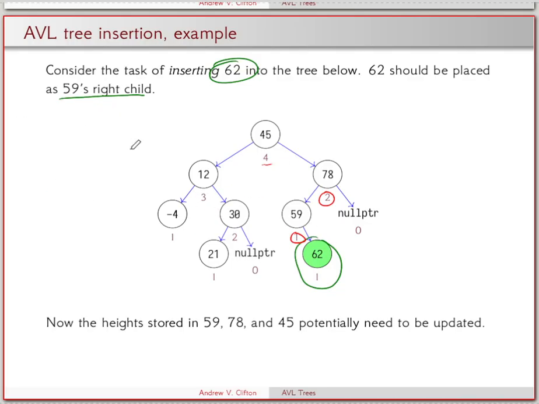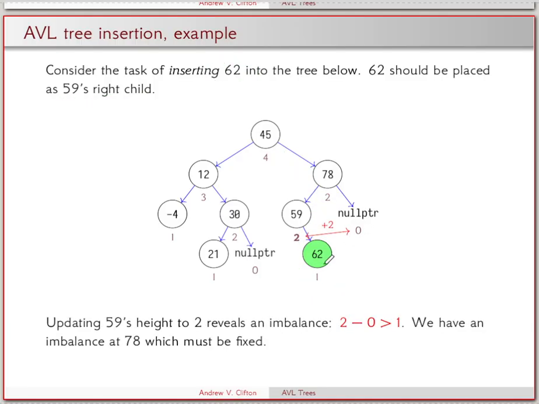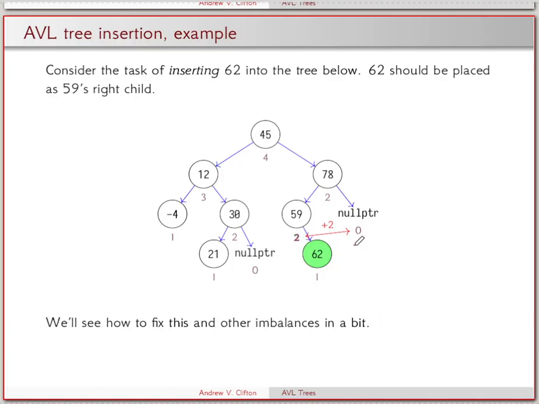So I'm going to have to start at 62 and work my way up the tree to fix those heights. At the same time, I'm going to look for imbalances. If I go up and I update this height here, I discover that I actually have an imbalance between 59 and its null pointer sibling over here. 2 minus 0 gives me positive 2, which is greater than 1. So I have an imbalance here at 78, which we would have to fix. We'll see how to fix this imbalance later on, but that's how we would detect an imbalance.